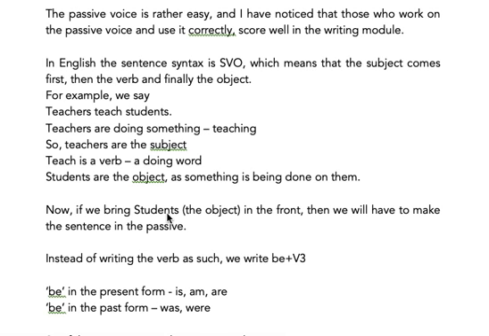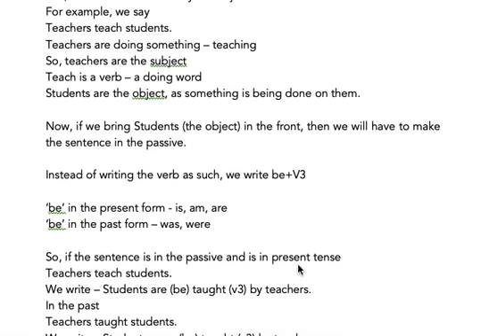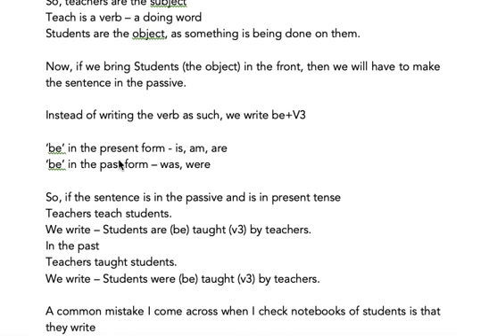Now if we bring students, the object, in the front, then we'll have to make the sentence in the passive. Instead of writing the verb as such, we write be plus third form of the verb, that is the past participle form. So be in the present form. Be is the only verb in the whole of English language which has a different present, a different past, and a different future. In the present form, be is, am, are. In the past, it is was, were.